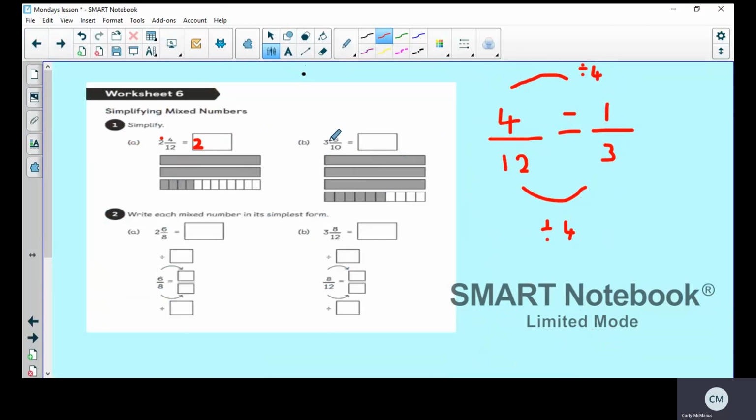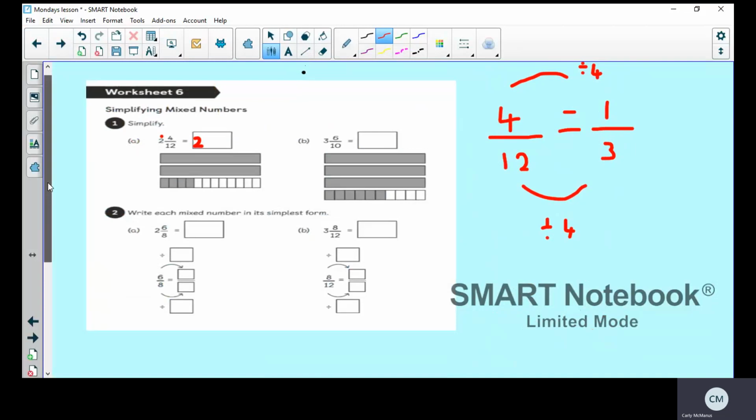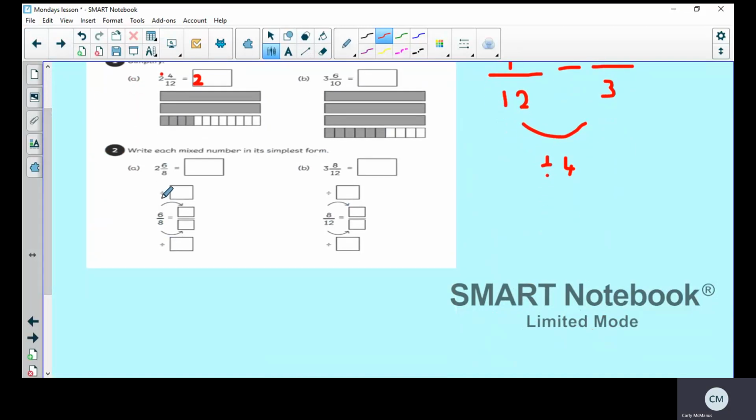So all you're doing is keeping the whole number, writing that fraction, and then simplifying it by choosing a number to divide by that fits into both. And then here, look, without the pictures, you've got 2 and 6/8. So the whole number stays the same.